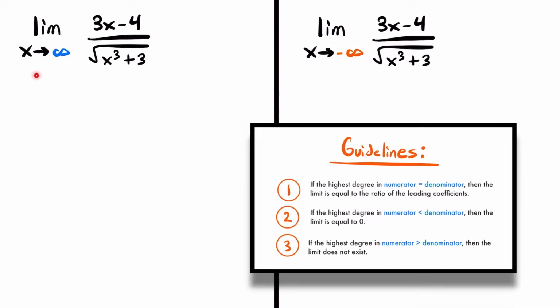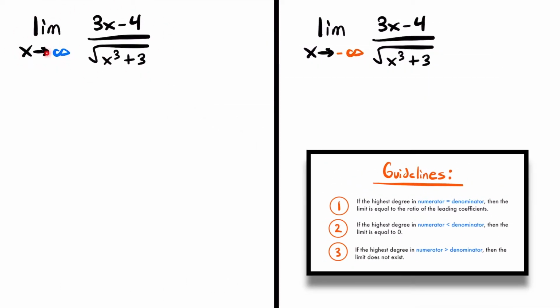And so if we look at our first limit here, where x approaches positive infinity, let's determine the degree of the numerator and the denominator. In the numerator, we have 3x minus 4, and so the highest degree is going to be found in our 3x term, right? The highest degree of x that I see is this x to the first power. So the highest degree in the numerator is 1.